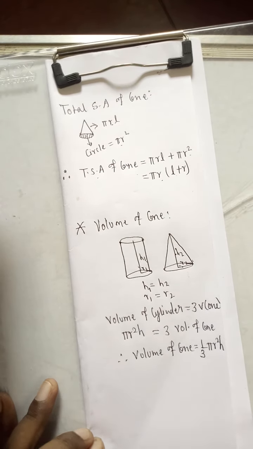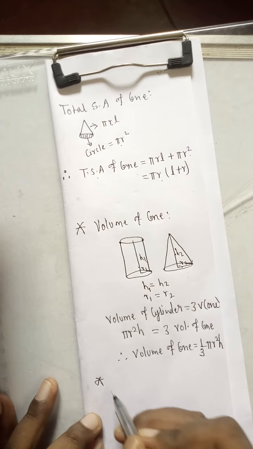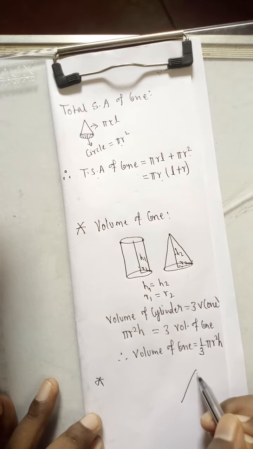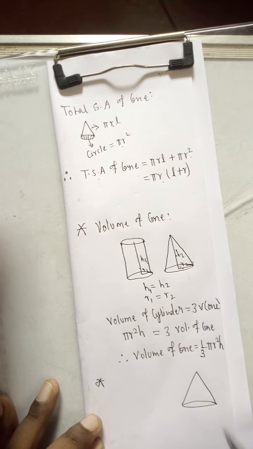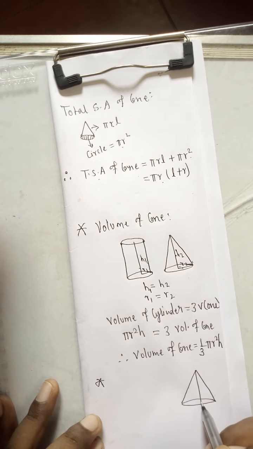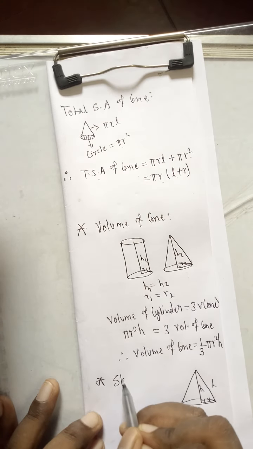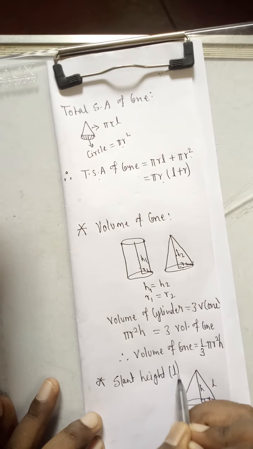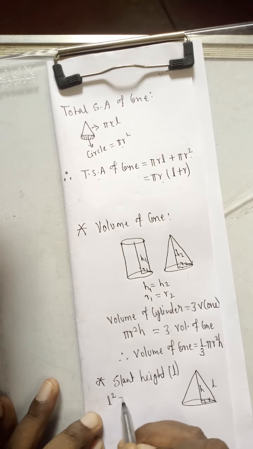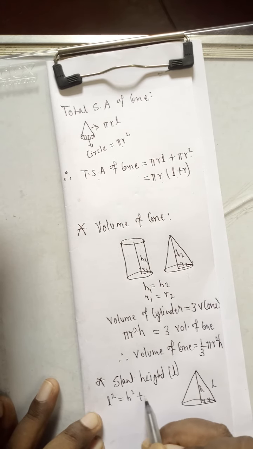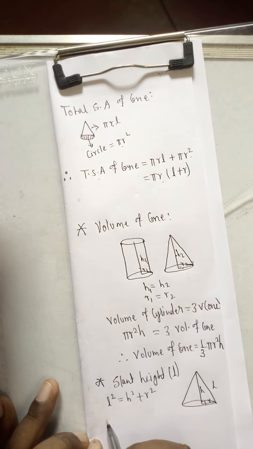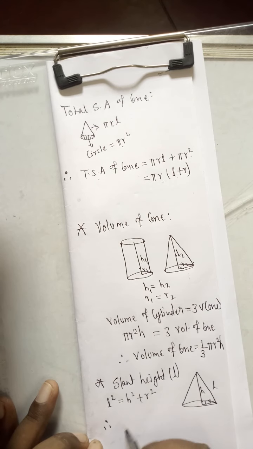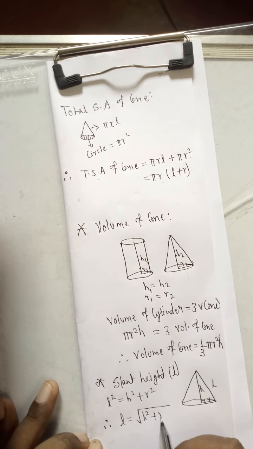Moving to its last formula, we have used the word slant height, so how to get the slant height when it is not given? In this case this is r, this is h, this is l. So slant height is l, which we can calculate using Pythagoras. So l square equals h square plus r square. I hope this is clear. We have just used Pythagoras. So l is equal to what? Root of h square plus r square.